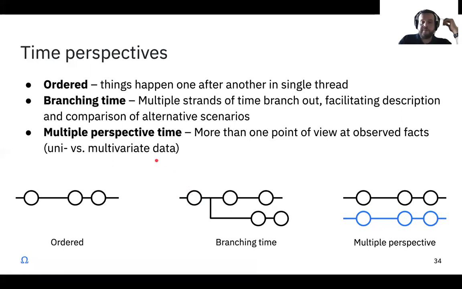And we also have the multiple perspective time, which is not some kind of parallel universe stuff, but rather that you provide a point of view on the passage of time through the lens of various variables or attributes. So you have multivariate data that develop over time. You don't have just one variable over time, but multiple variables that develop over time, and you need to compare and contrast those to give you deeper insight into what was happening at a certain time point.